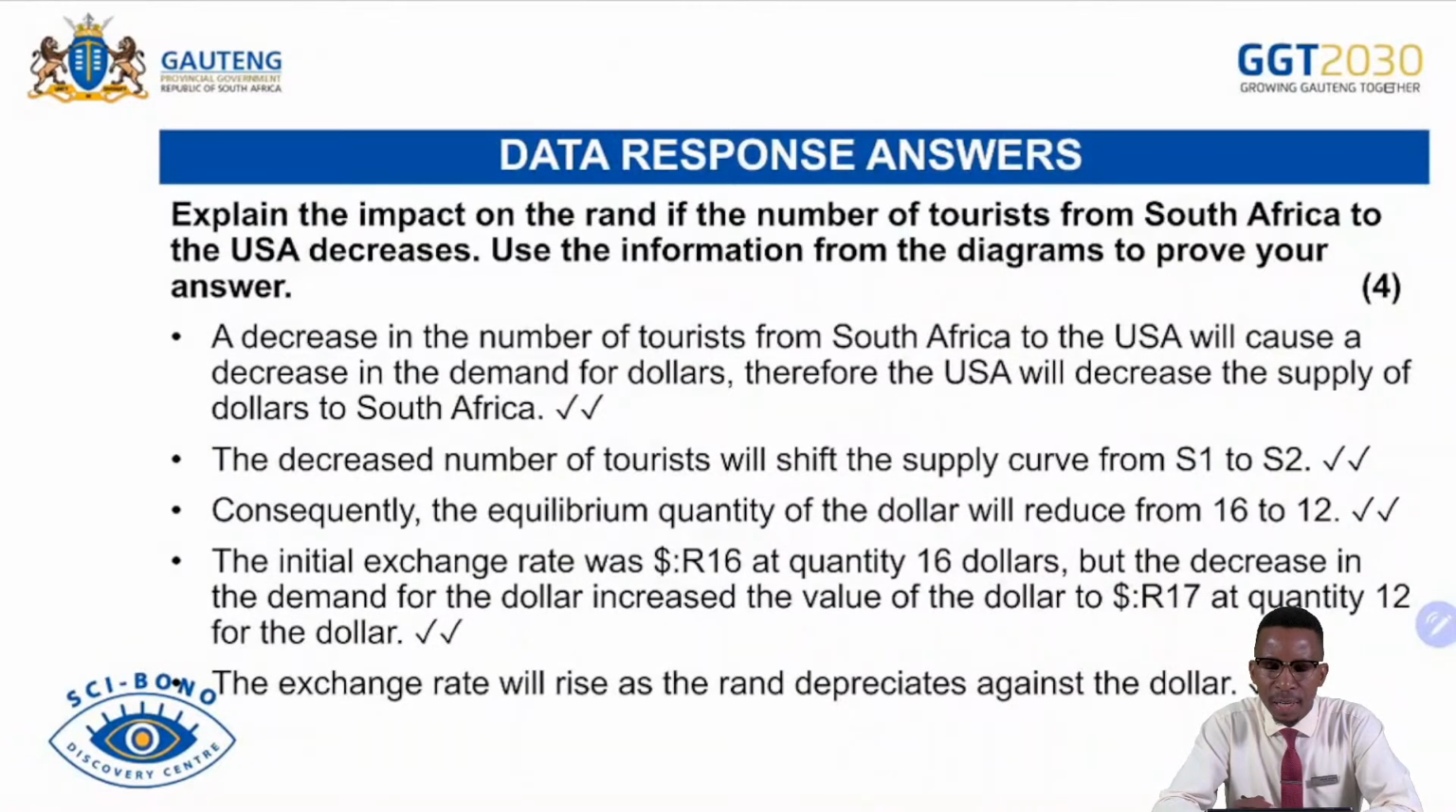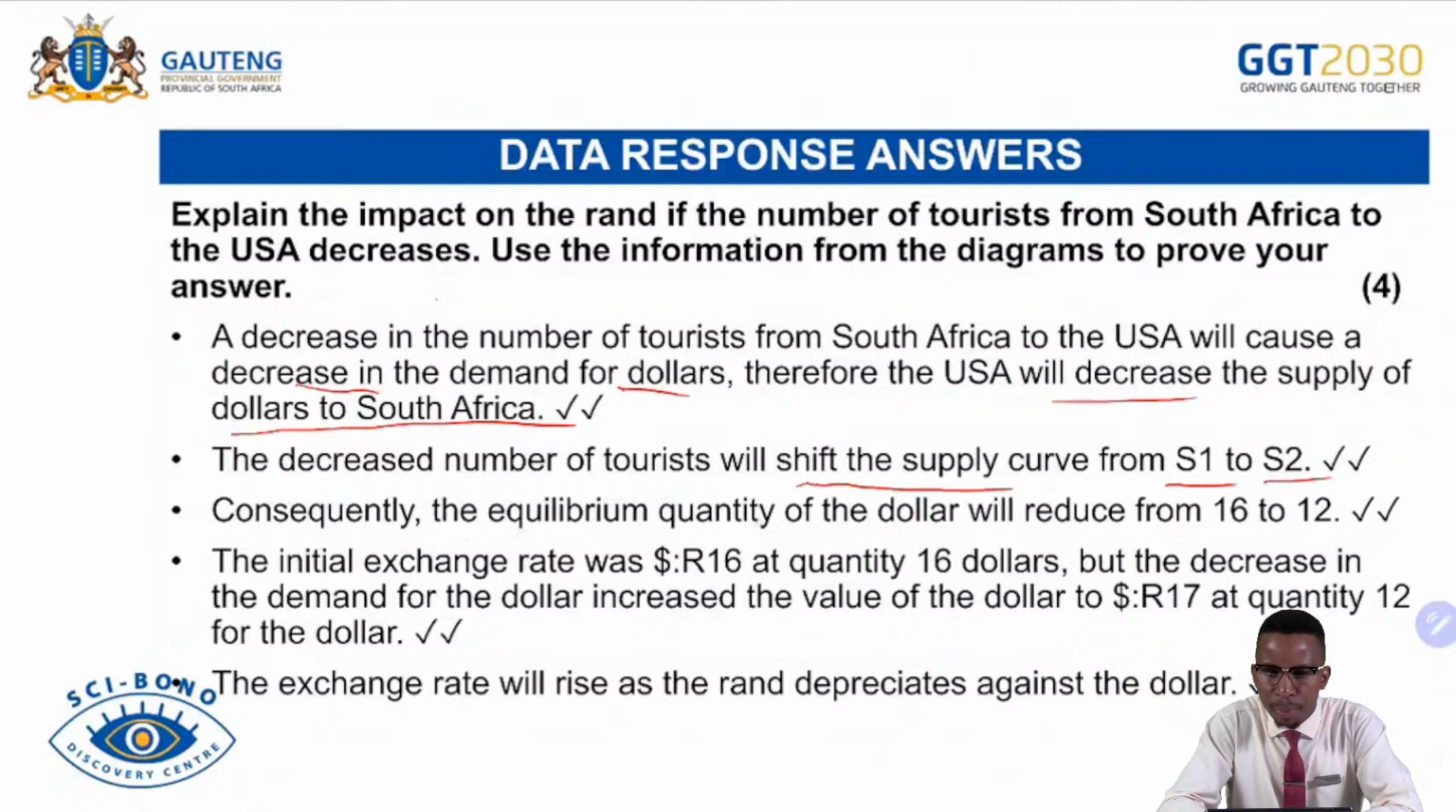Explain the impact on the rand if the number of tourists from South Africa to the US decreases. Use the information on the diagram. A decrease in the number of tourists from South Africa to the US will cause a decrease in the demand for dollars. Therefore, the USA will decrease the supply of dollars to South Africa. The decreased number of tourists will shift the supply curve from S1 to S2.